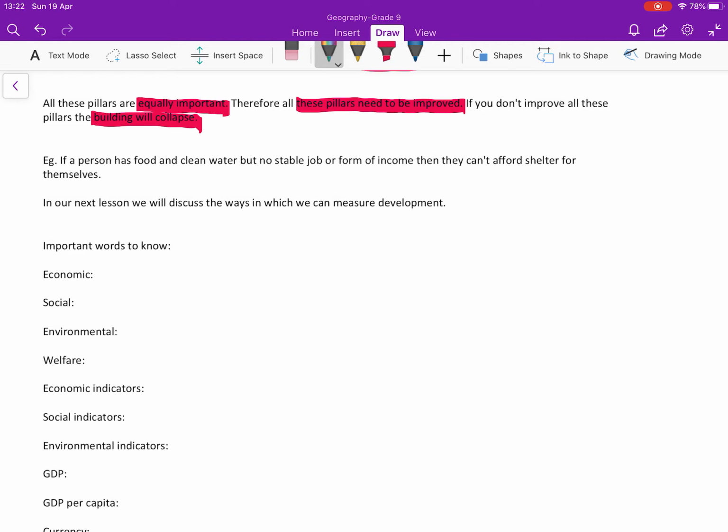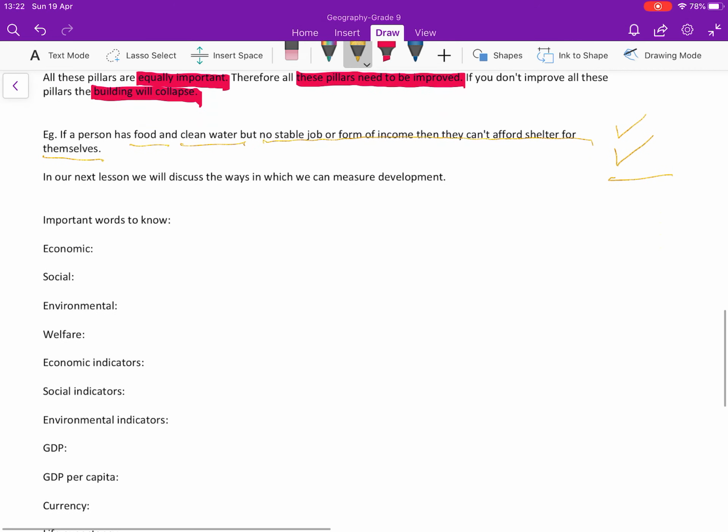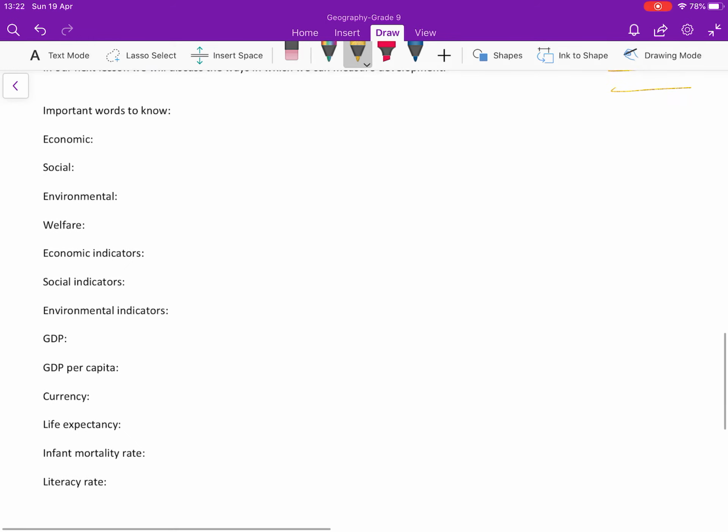For example, guys, we need to look after all of these pillars. So if a person has food and clean water, but no stable job or form of income, so they can't afford shelter for themselves, meaning they've got clean water, food, no shelter, and the other basic need was clothing. So they can't afford shelter, they can't afford clothing, and eventually food will also fall away. So it's important to uphold all 3 of these pillars mentioned above.